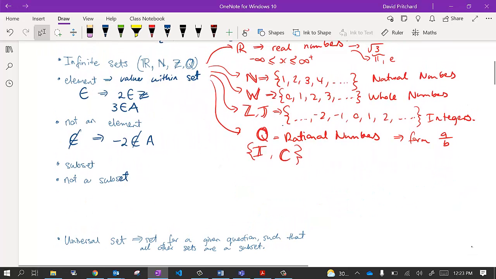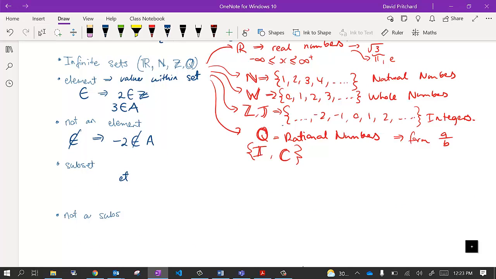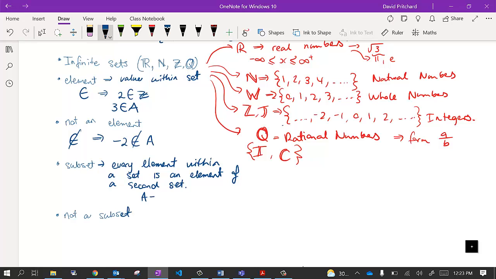The next term is a subset. Now, a subset is a useful term. If we say something is a subset of something else, that means every element within a set is an element of a second set. So let's say that set A is 1 and 2, and set B is 1, 2, 3, and 4, and set C is 0, 1, 2.